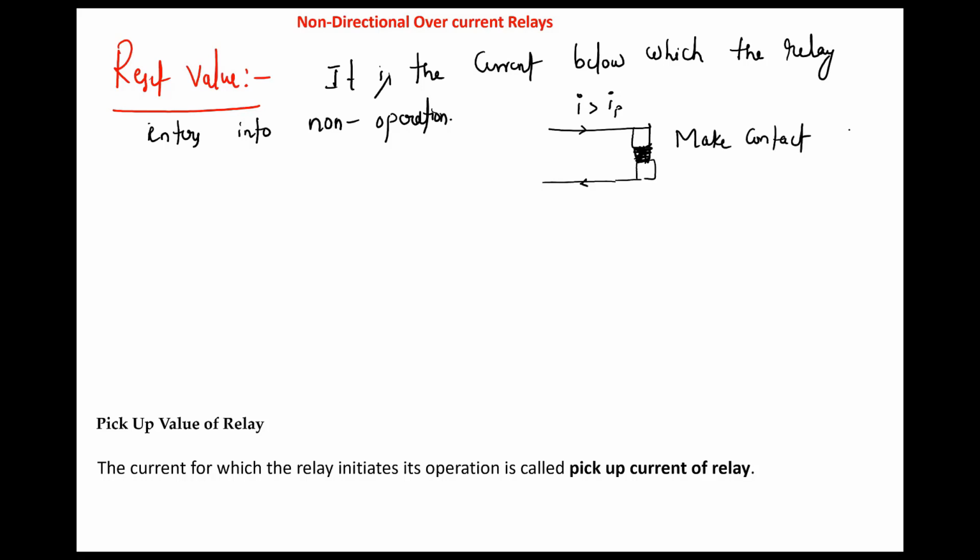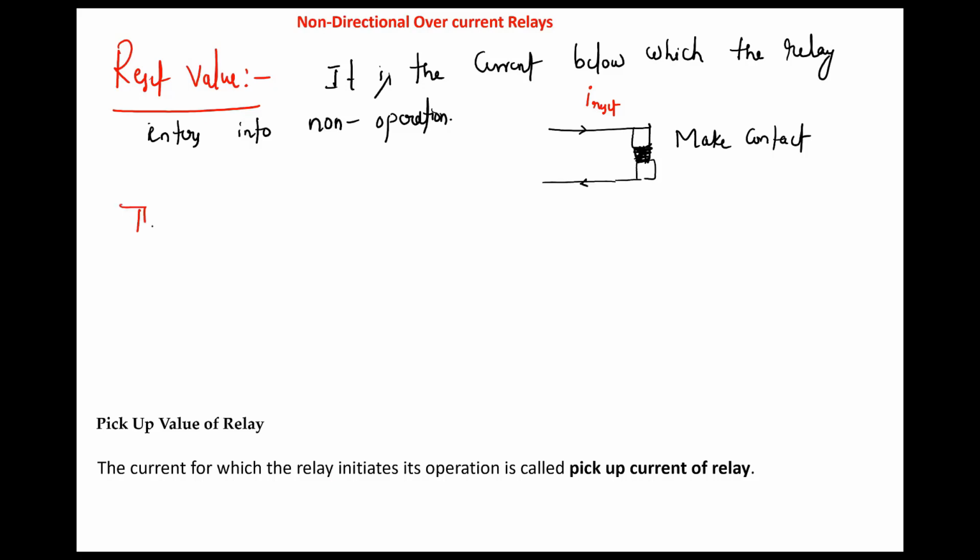Now, what is the reset value? Suppose this current suddenly decreased. If this current reduces, even if it comes back to IP, this contact will not break. The current flowing through this fixed and moving contact should be less than a minimum value that is called reset current. So if the current reduces and comes to the reset value, then they start separating.